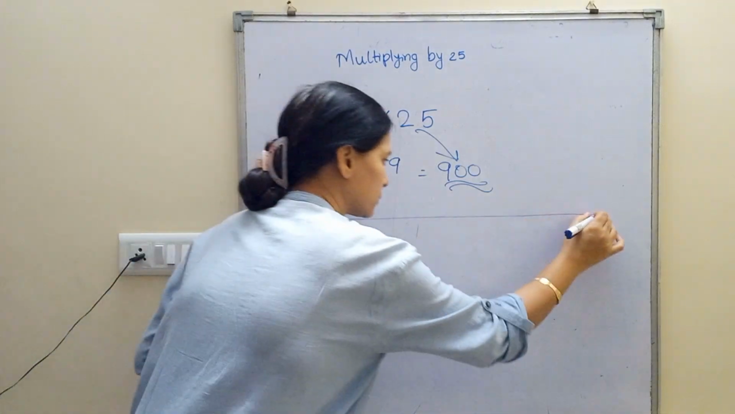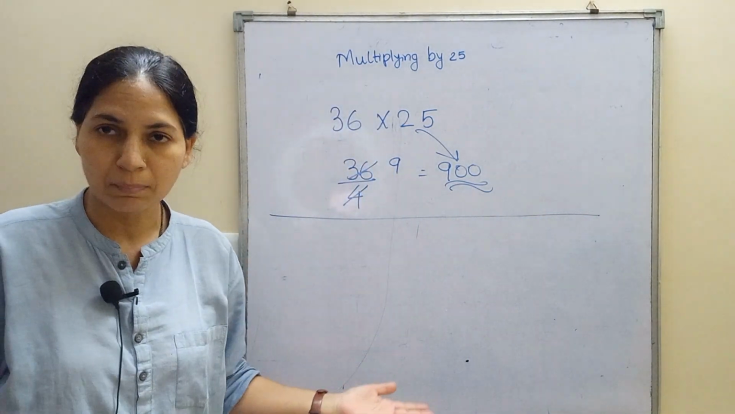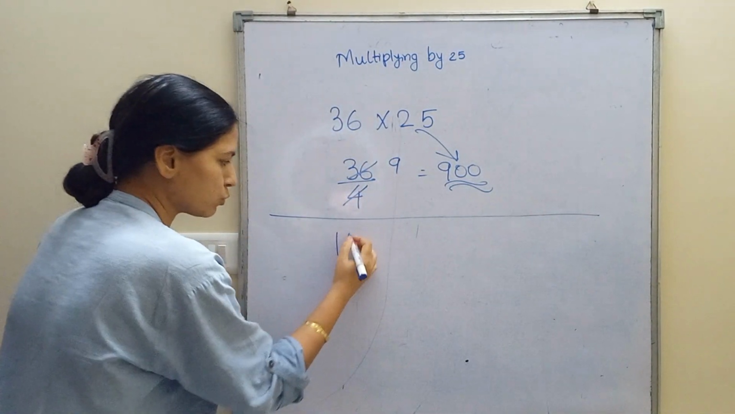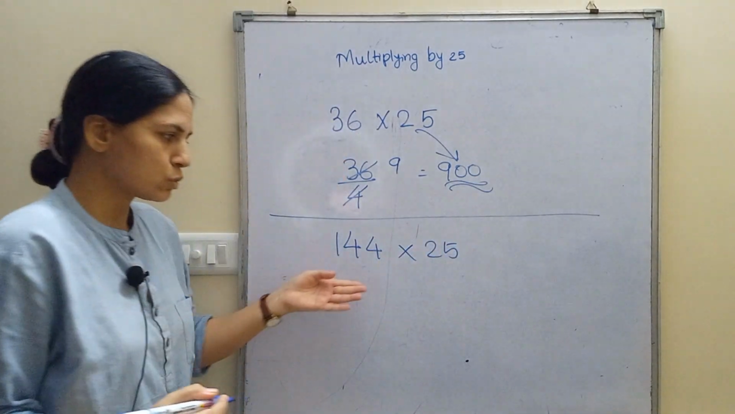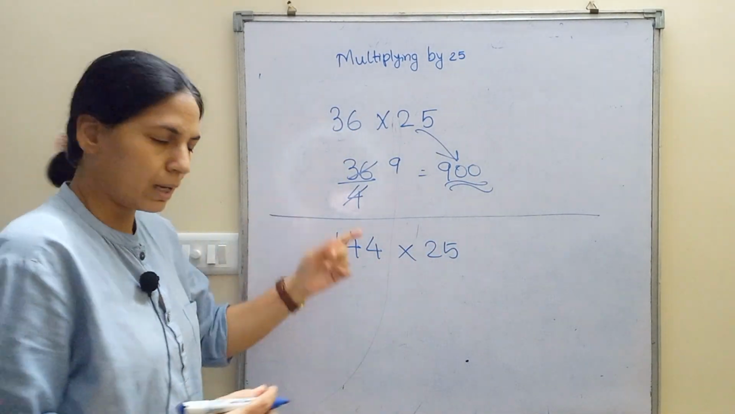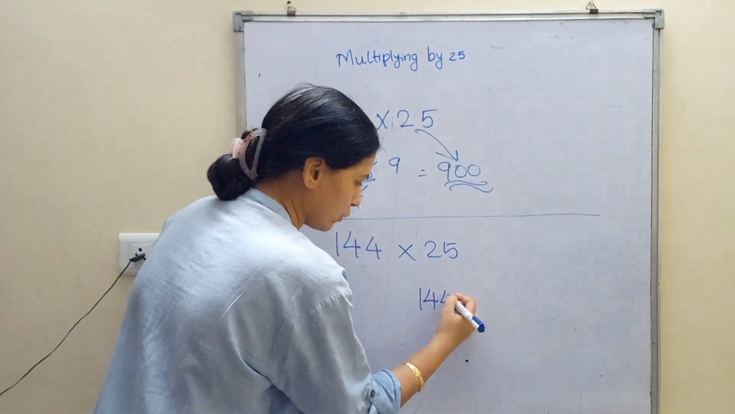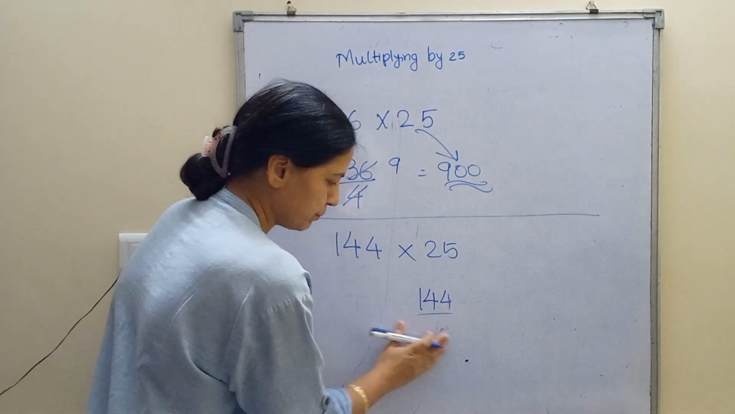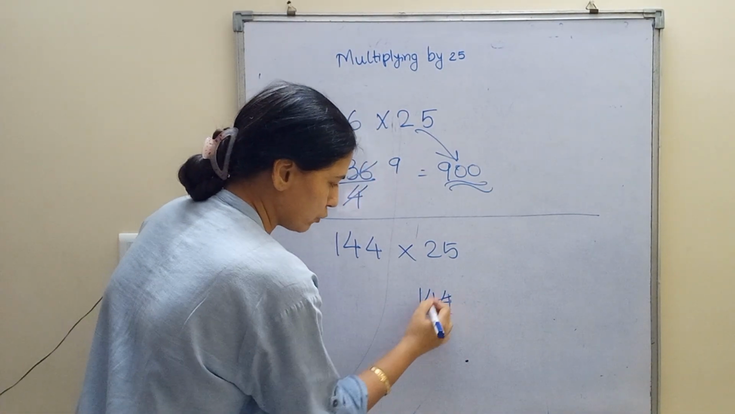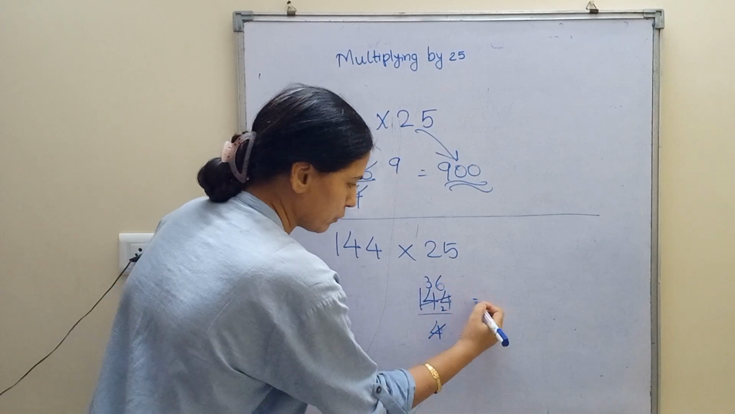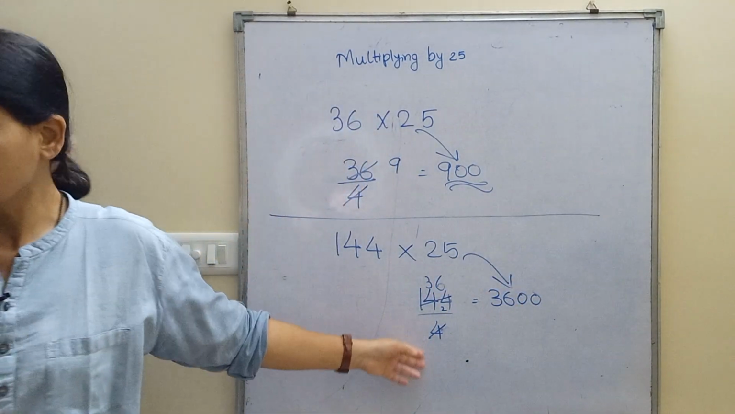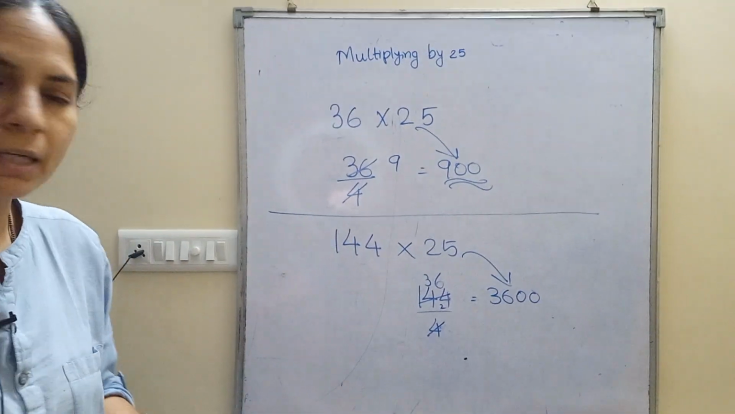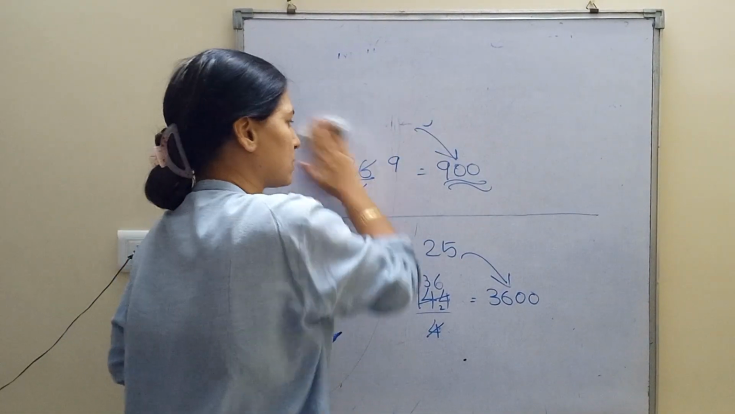Okay, students, we can do this with big numbers as well. For example, if it is 144 multiplied by 25. So, don't you think this is a big number? I'll tell you the trick. 144 upon 4, that is divided by 4: 4 3s are 12, 4 6s are 24. Put 2 zeros, 3600. This is the answer. Students, don't you think this is very easy? We can do this with very large numbers as well.